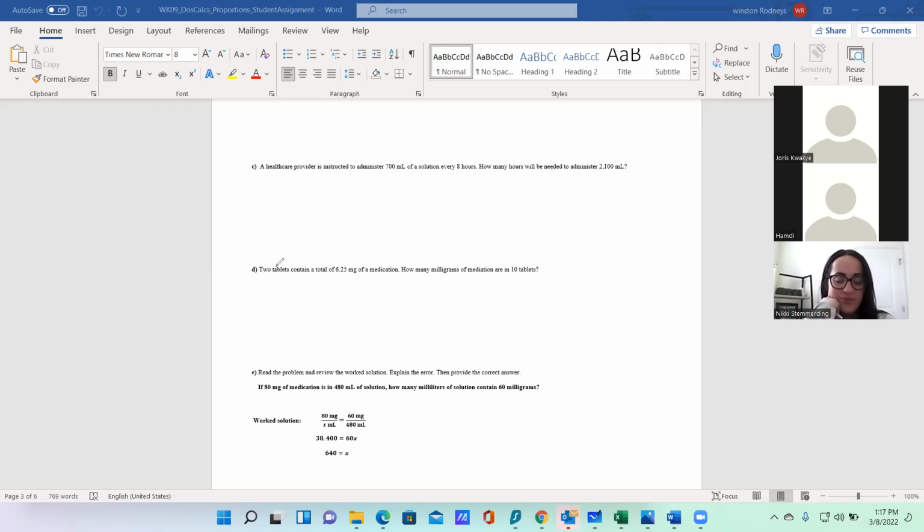So same thing here, right? 2 tablets contain this amount of milligrams. So how many milligrams in 10 tablets? Well, 2 tablets, let's call it 2 TBs, contain 625 mgs.